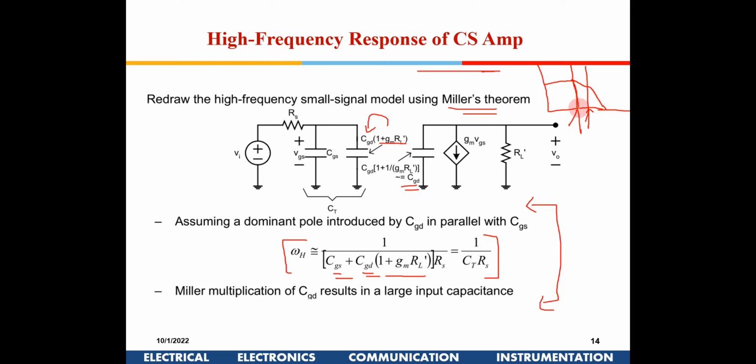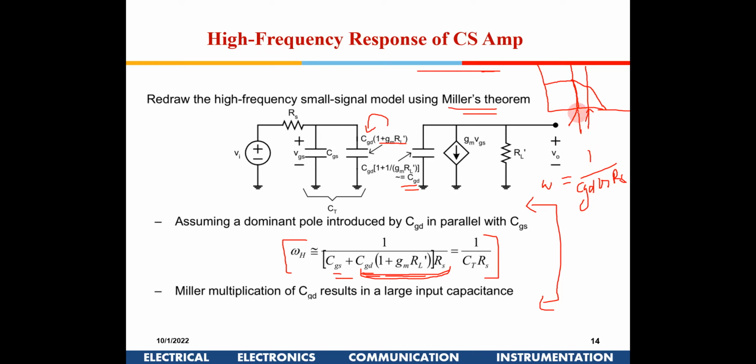The first pole will be CGD into gain into RS. So this will be the first pole, and it will be encountered here. That will define the highest frequency of this circuit, because this is a much bigger capacitance, so that will start attenuating faster. So at that frequency, omega is equal to 1 by CGD into the gain into RS.